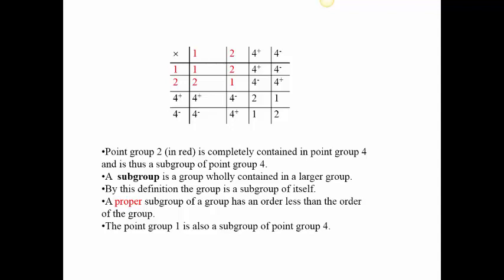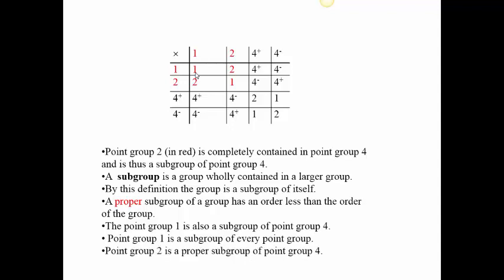However, a proper subgroup of a group has order less than the order of the group. So here we also see that we have point group 1. That's right here. And you always have point group 1 as a subgroup. Point group 1 is a subgroup of every other point group. And finally, point group 2 is a proper subgroup of point group 4.